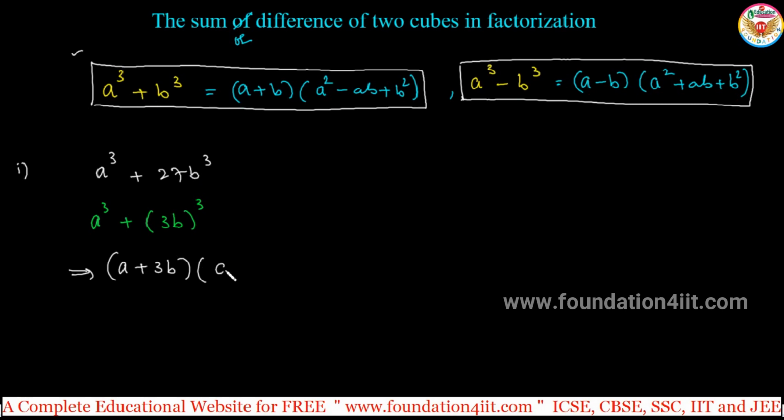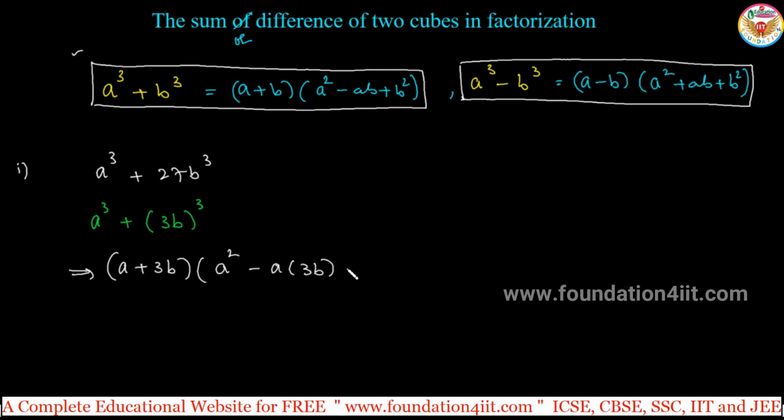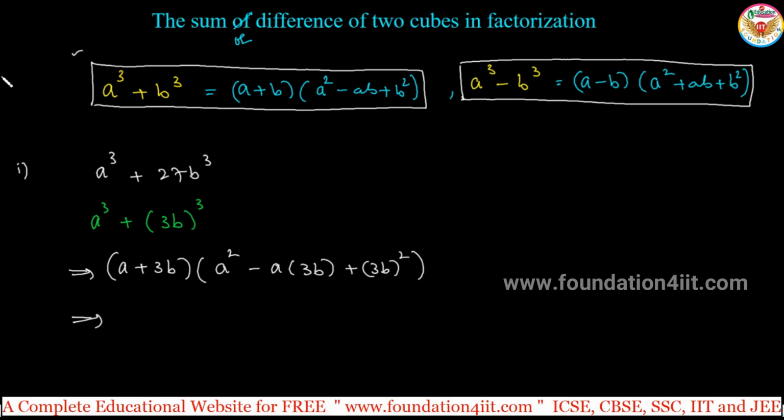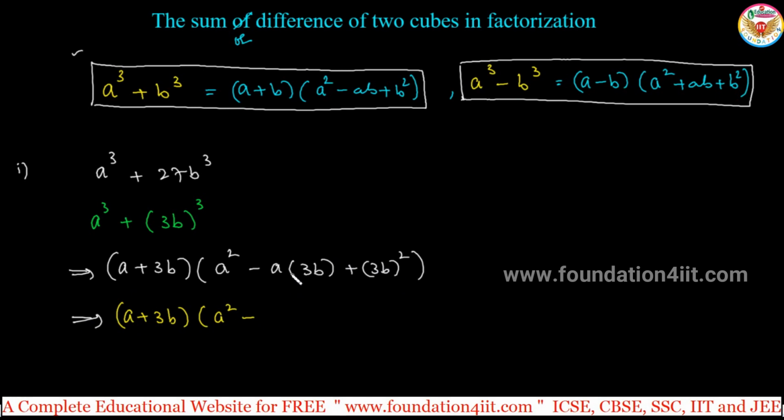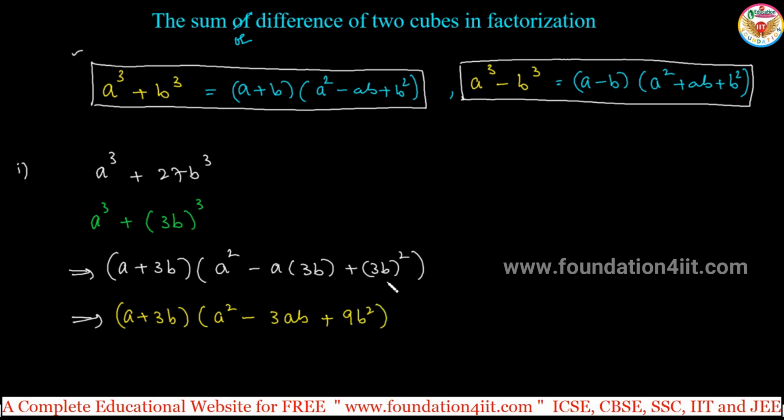Now a square, a square is as it is, right? Minus a into b, but in the place of b it is 3b, just replacing the value. And b square, according to the formula, in place of b it is 3b, so 3b whole square it is. Close this bracket and simplify. There's the factorization. Now a plus 3b into a square minus a into 3b, so minus 3ab plus 3b whole square, 9b square. 3b into 3b is 9b square. So this is factorized.